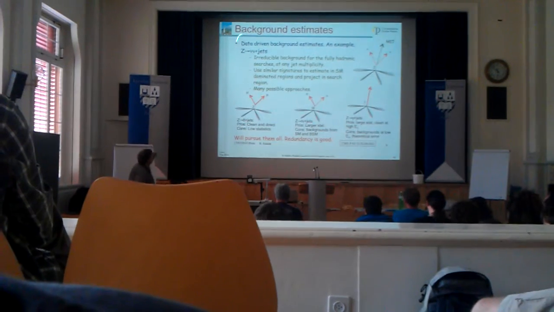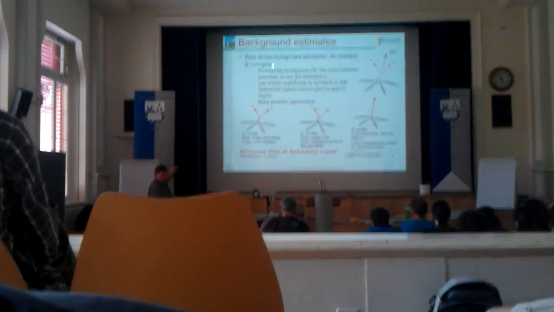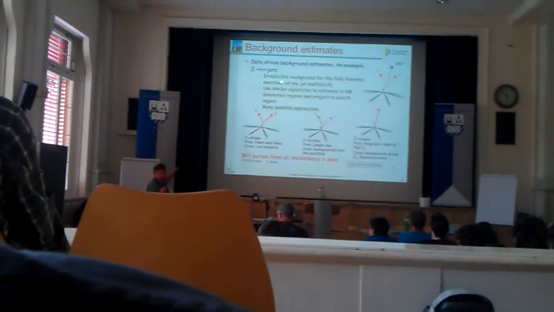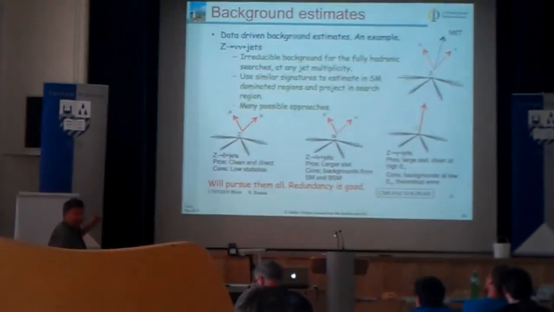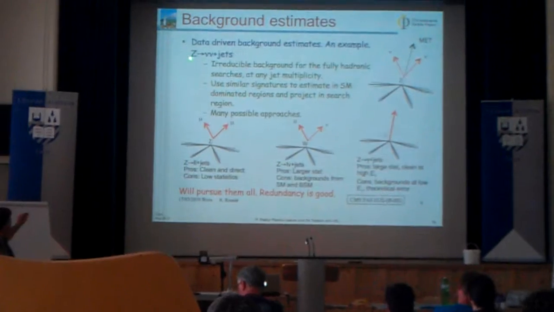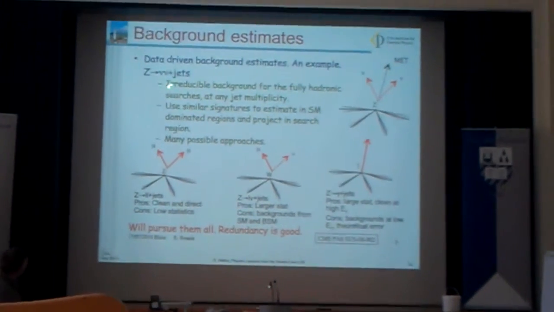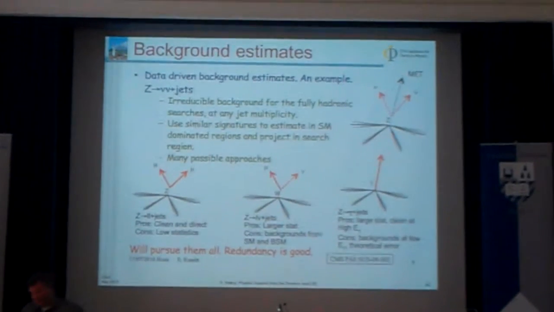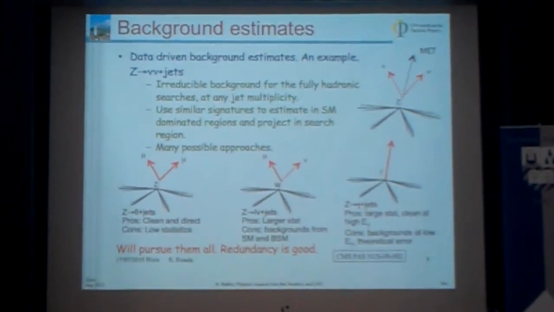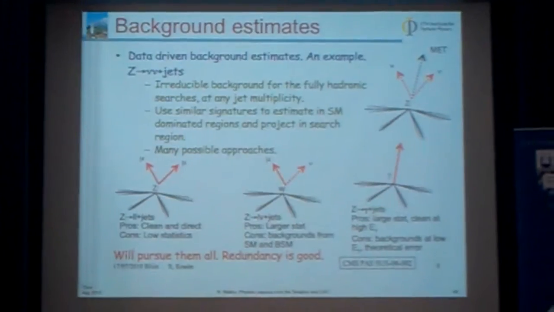Some of the things like Z plus jets for these all-hadronic searches, where you just have lots of jets and missing ET, this is a nightmare. One of the nightmares you have is Z decaying into neutrinos, which gives missing ET and then jets. And Z plus jets is not very well understood theoretically, so you should deduce it from the data.